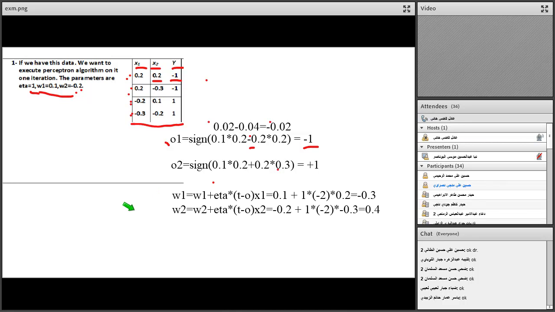Okay, here you see that we are updating the weights. W1 is equal to W1 plus eta multiplied by T minus O multiplied by X1. T is the target, here we show it with Y. O is the output, the predicted output. Here it is plus.